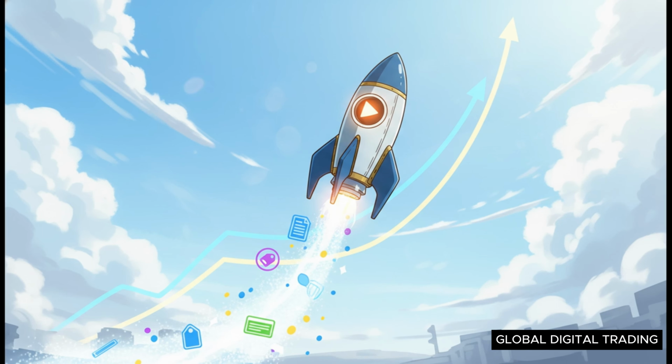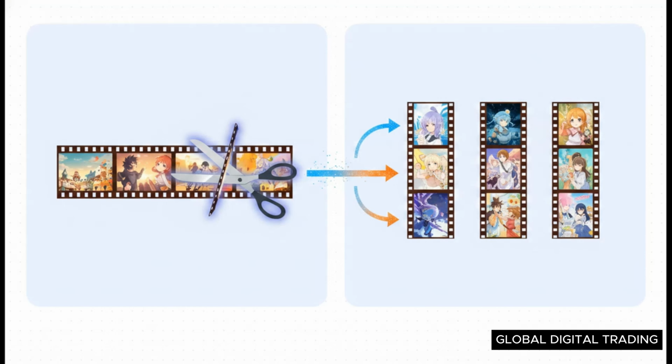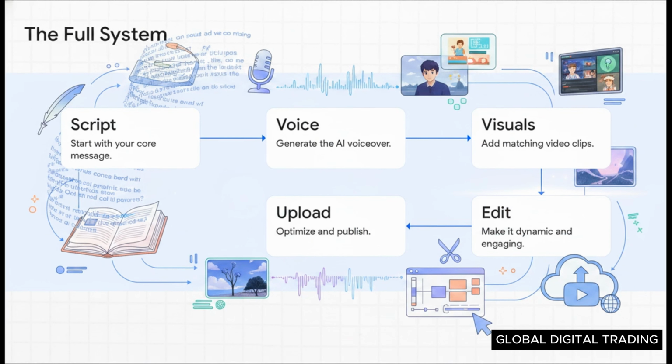How do we turn all this work into actual channel growth? Here's the hack. Take one long video and chop it into 3 or more shorts. Easy content. So, that's the whole process.